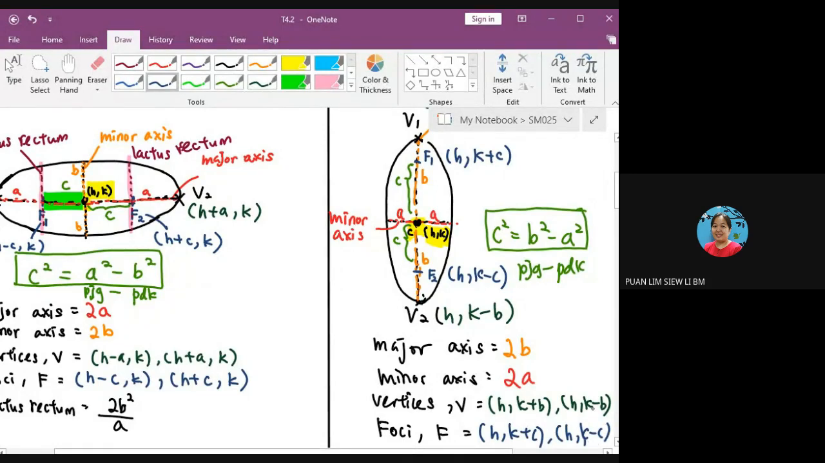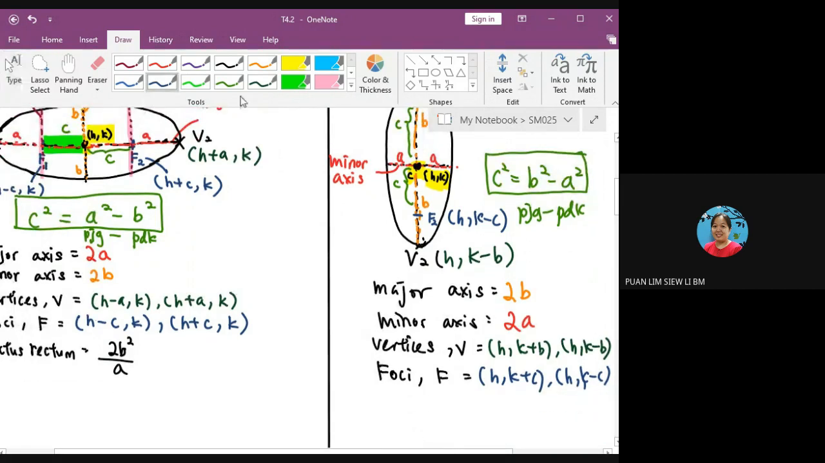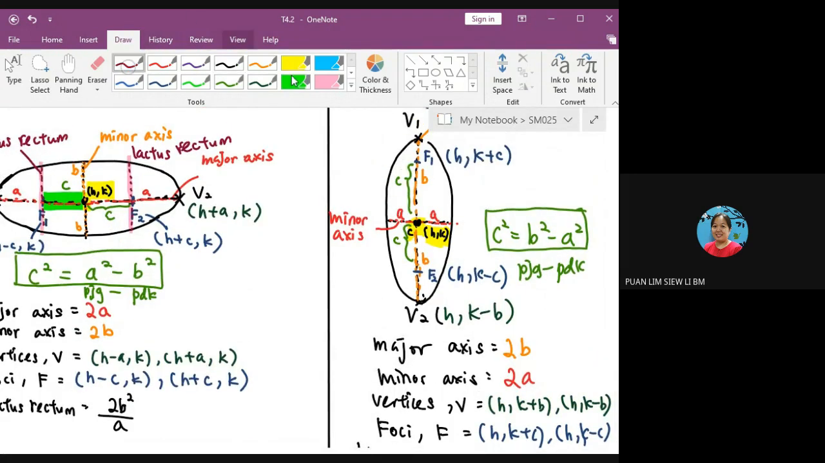So that's our focal. And then lastly, latus rectum. So where's the latus rectum? It will be a line passing through your focal point. So which is this? A line passing through your focal point. This is the line we call latus rectum.